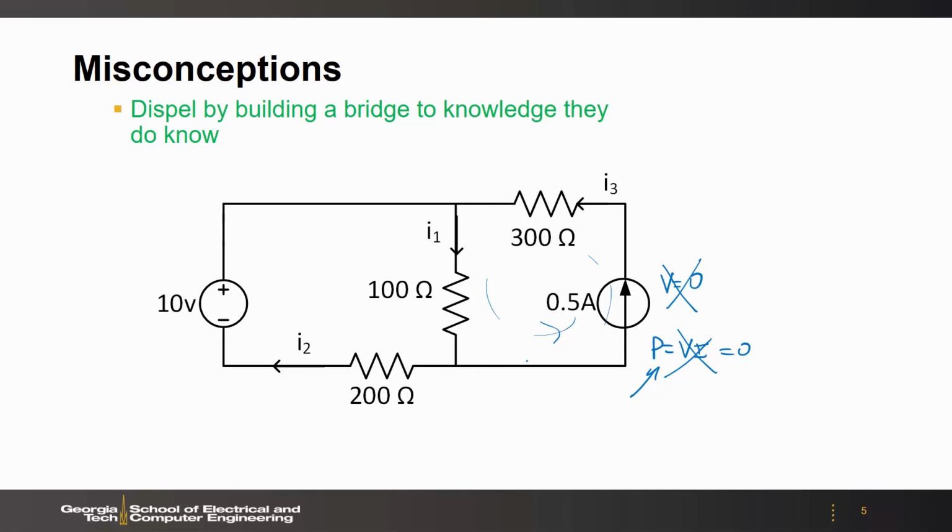And also, another way of doing it, which didn't seem to work as well, is to say, well, I never assumed that the current through a voltage source is 0, so why would I assume that the voltage across a current source is 0? I mean, that's another way of doing it, but this one seemed to be a little bit more effective. But the basic thing is to build a bridge to knowledge that they do know.